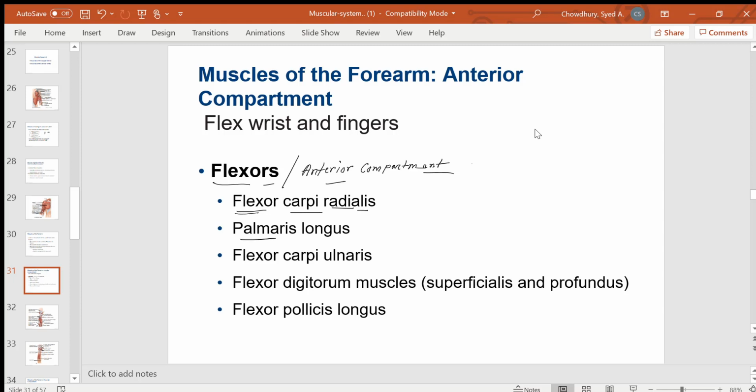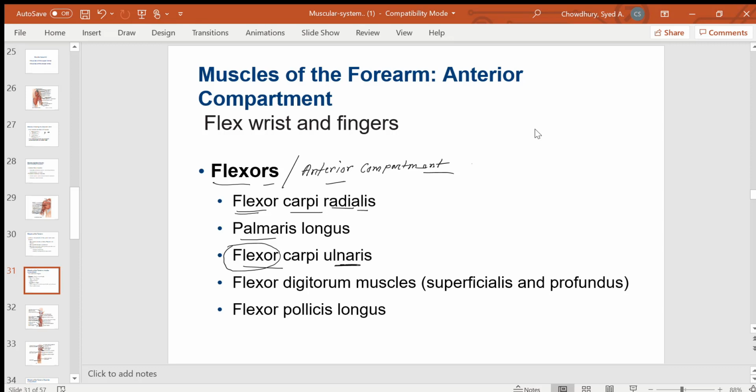Then palmaris longus, flexor carpi ulnaris on the ulnar side. So if I ask you flexor carpi ulnaris, when I say flexor, you will look in the front of the forearm, not in the back, right? Back muscles are extensors. If I say extensor, you will look at the posterior of the forearm. If I say flexor, you will look at the anterior.